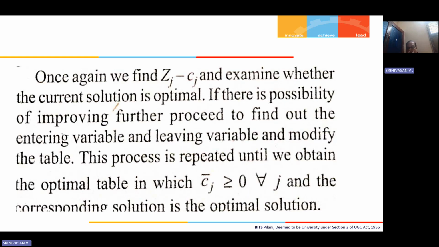Once again, we find Zj minus Cj. So one table is now there. It is the improved solution. So now we find again Zj minus Cj and examine whether the current solution is optimal. If there is possibility of improving further, proceed to find out the entering variable and leaving variable and modify that table. This process is repeated until we obtain the optimal table in which Zj minus Cj, or in short Cj bar, is greater than or equal to 0 for all j, and the corresponding solution is the required optimal solution.